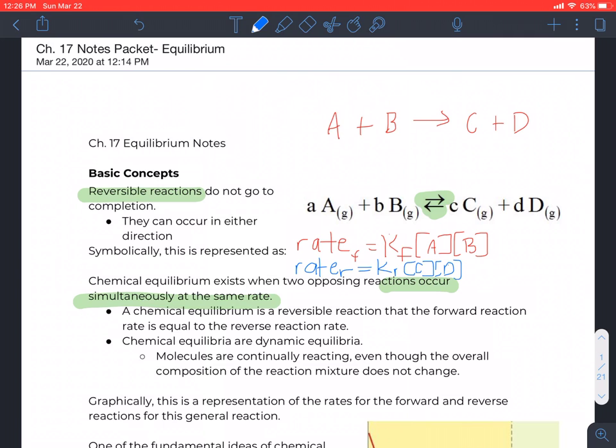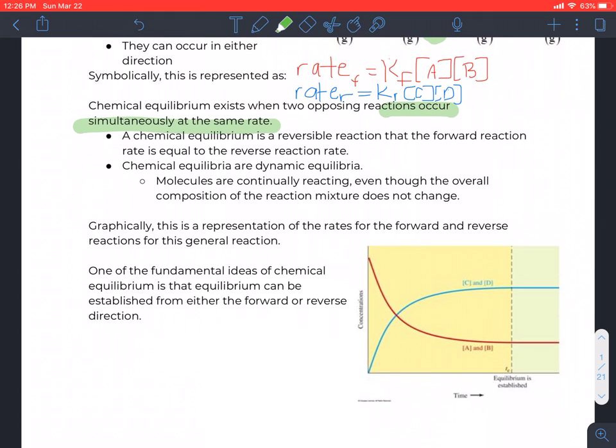And we can substitute and set these two equations equal to each other. We'll get more to that in a minute. So a chemical equilibrium is a reversible reaction in which the forward reaction rate is equal to the reverse. Once again, we'll set these equal to each other in a minute. Chemical equilibria are dynamic equilibria, which means that molecules are continually reacting, even though the overall composition of the reaction mixture does not change.